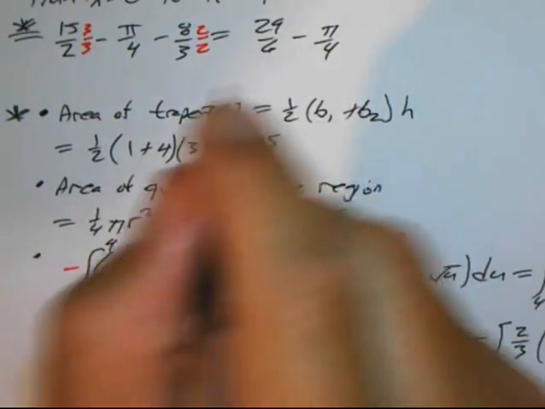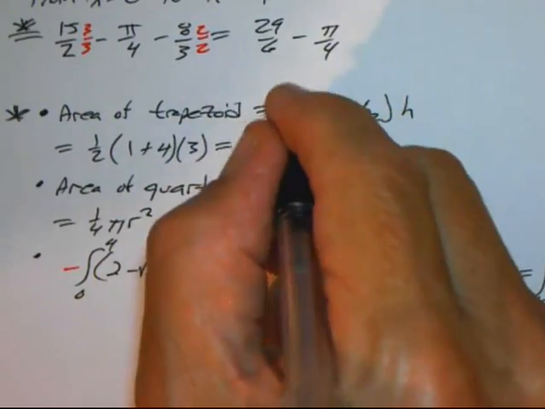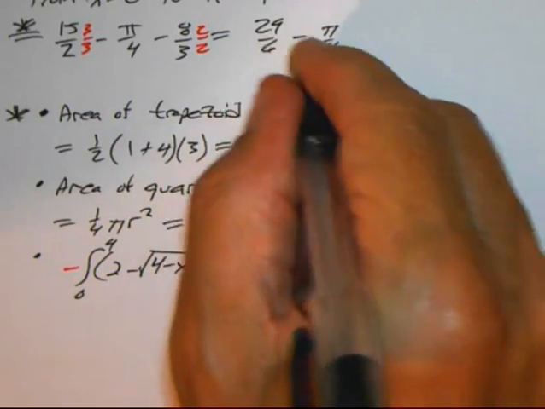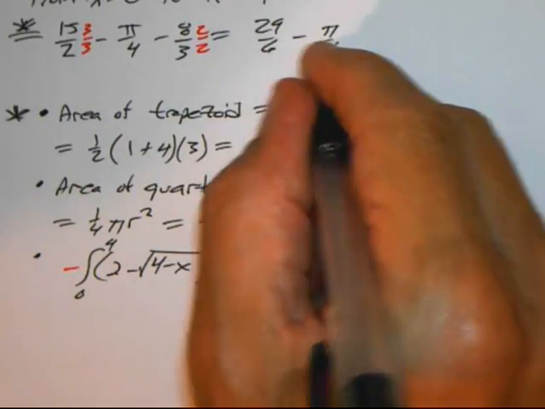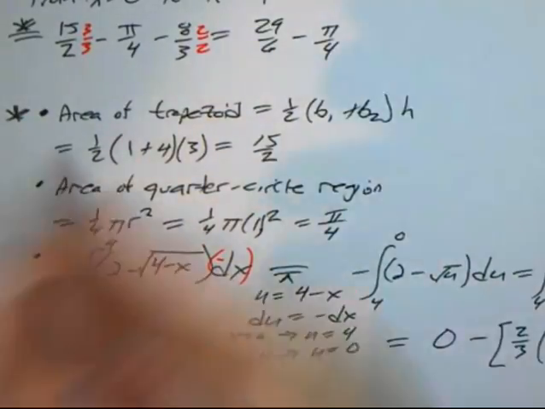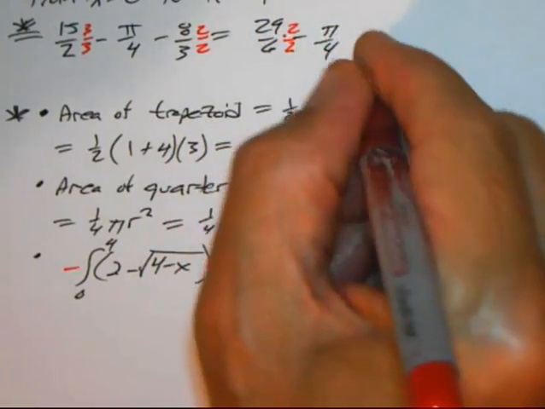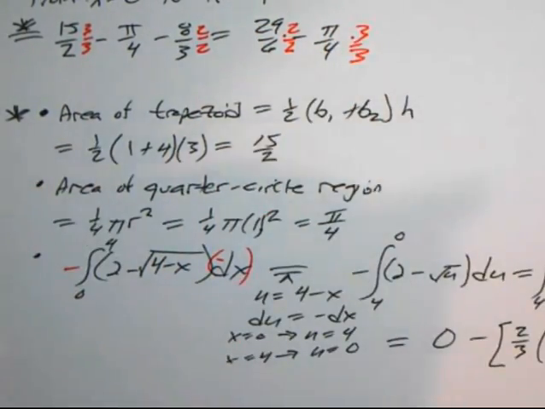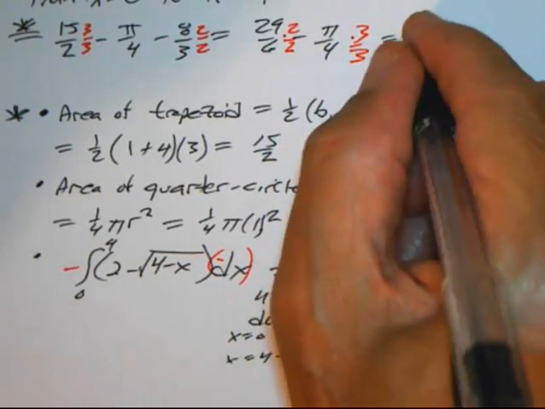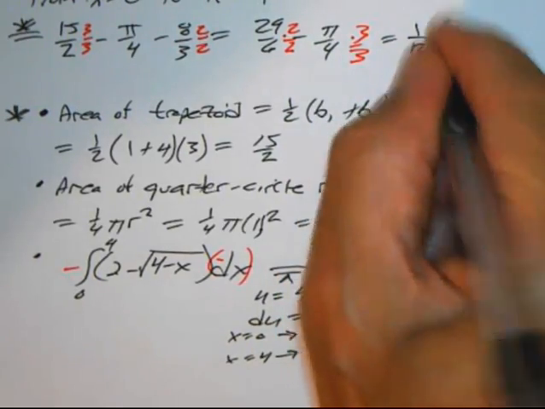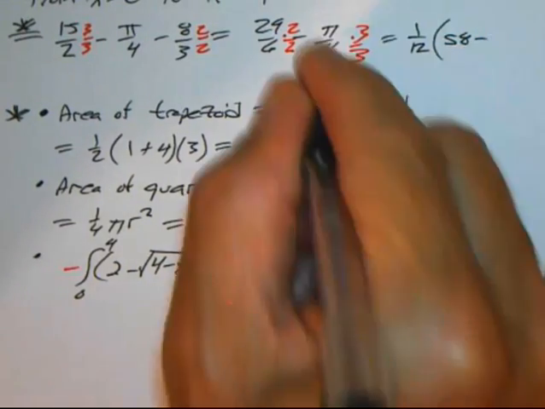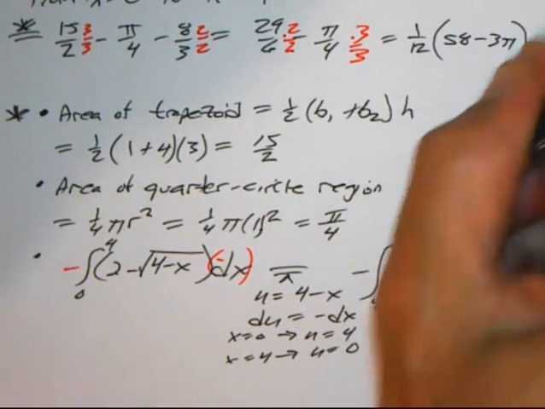Sometimes people like to even make things look more aesthetically pleasing for their final answer, and that is to consolidate your fractions, so to speak. 6 and 4 here, we can go to 12ths and give this a 2/2 build up, give this a 3/3 build up, and then factor out the 1/12. So then this finally looks like 1/12 times 58 minus 3 pi square units.